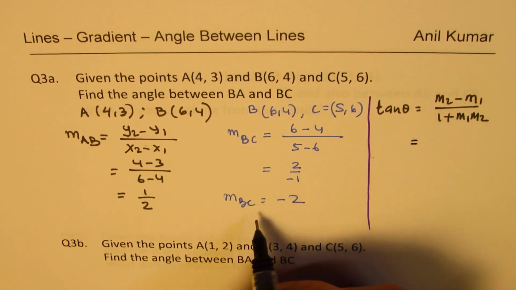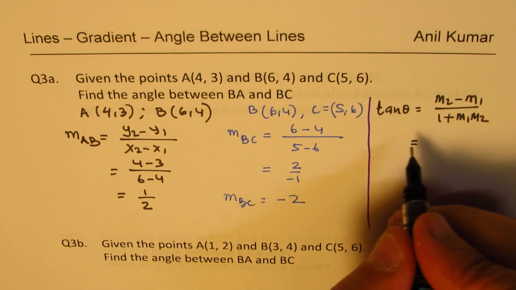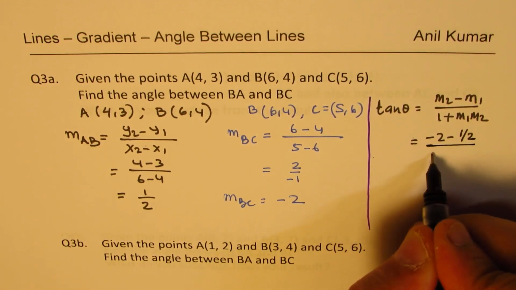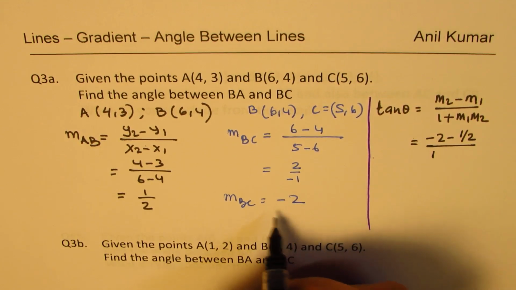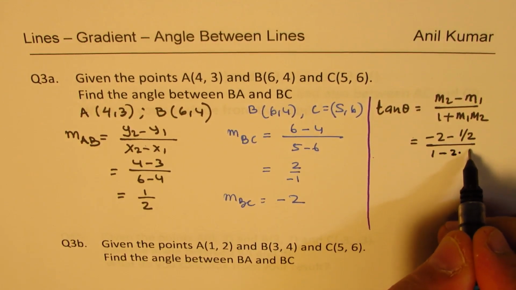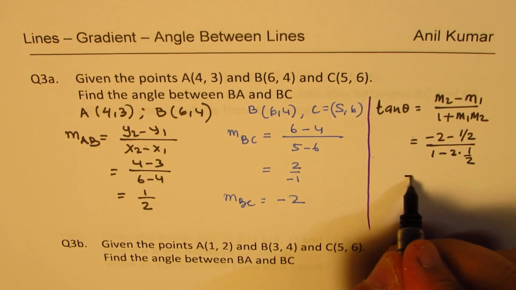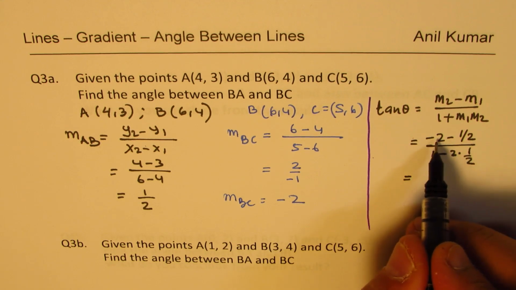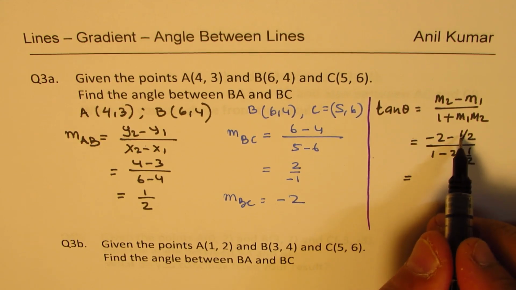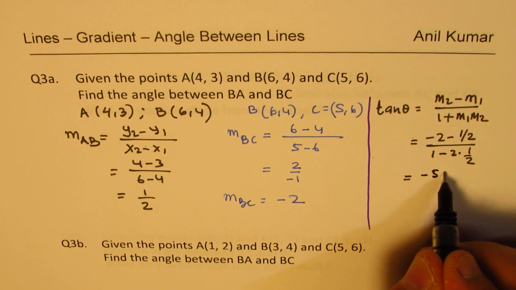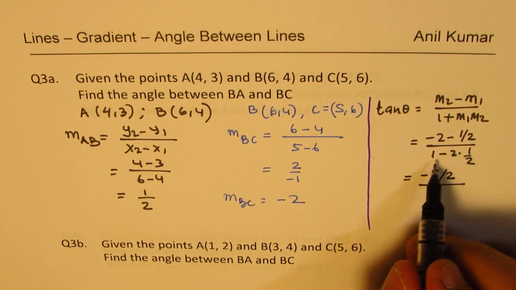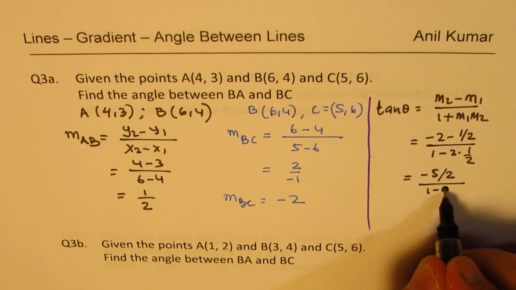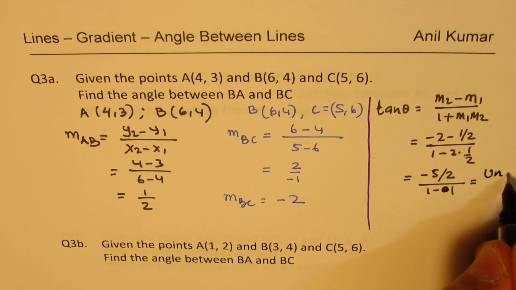So we can find it using these values. This is m2 for us: minus 2 minus half, over 1 plus, this is minus, so I'll write minus 2 times half. So that gives you minus 5 over 2 in the numerator, when you add this up: 2 times 2 is 4, and 4 and 1 becomes 5. In the denominator, this is 1 minus 1, which is 0. So it is undefined.